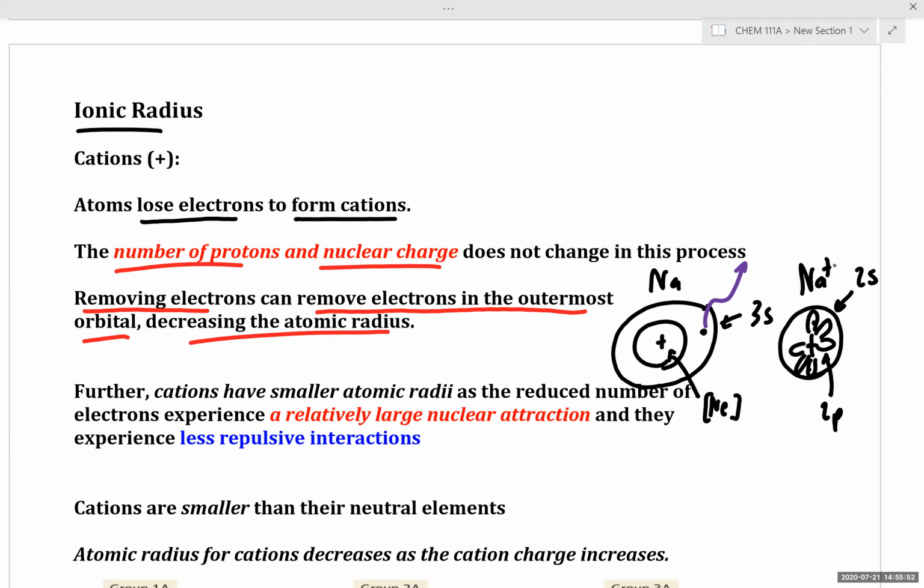Does that idea make sense? If you remove the outermost electron, you no longer have electrons in the large outermost orbital, so your radius shrinks, because now your outermost orbital is smaller and closer to the nucleus.